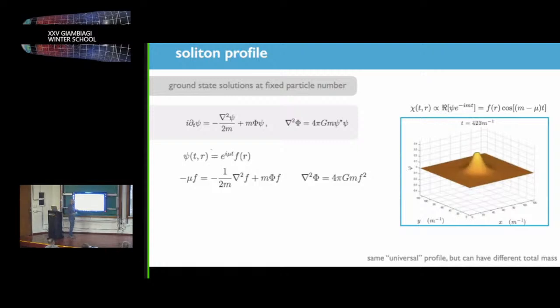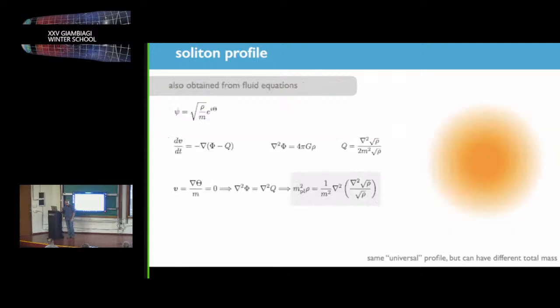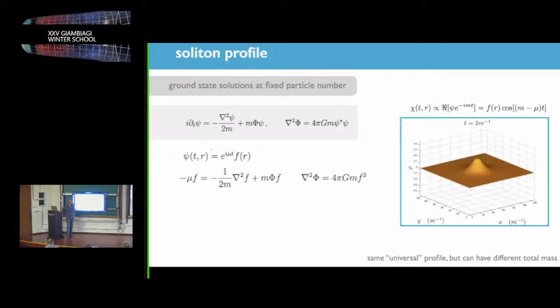Sometimes people call mu the chemical potential. I don't like that because it confuses people. You can think of it partly as like a binding energy per particle of the system. Typically, it's the level of the kinetic energy of a single particle inside this object, or in the environment that it's born in. So that's the solution. That's the soliton solution.